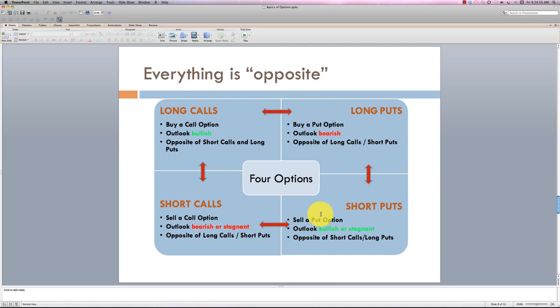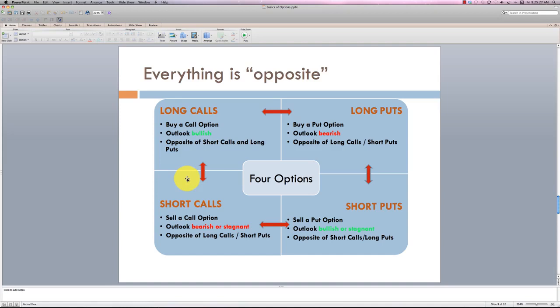So one of the decision points we have to make when we look at these four different positions is which one do we choose? Because if we are bullish, we have two different strategies to implement. And if we are bearish, again, we have two different strategies. So which ones do we choose and when? That's a decision point that you'll have to make. And basically what it comes down to is how bullish or how bearish you are on the stock.